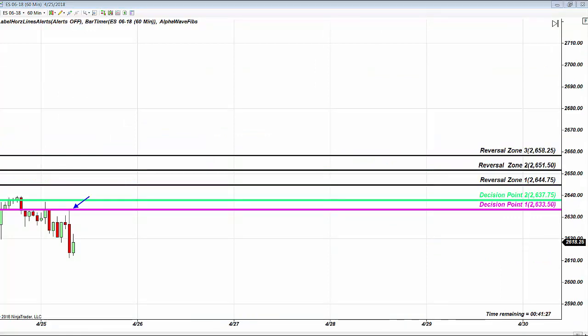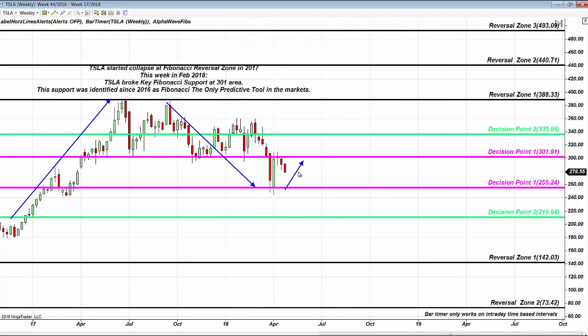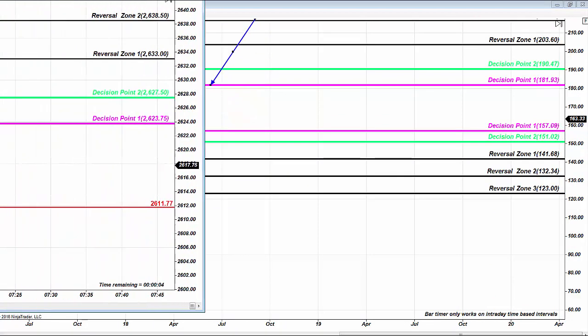Exact same level where Tesla is dancing between these two levels. Identical level. Exact same level where Apple dancing between these two levels. Identical levels as S&P this morning.